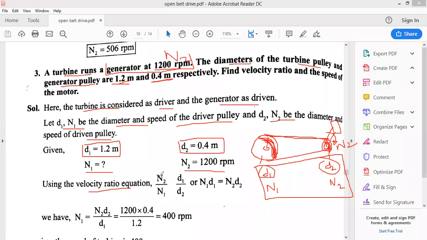So what is the formula? N2 by N1 is equal to D1 by D2, or you can also write it as N1 D1 is equal to N2 D2. Now substituting, we have 1200, which is the generator speed in rpm, the diameter of the generator 0.4 meters, and the diameter of the turbine 1.2 meters. So N1 is going to be 400 rpm. That is the speed at which the turbine shaft is rotating.